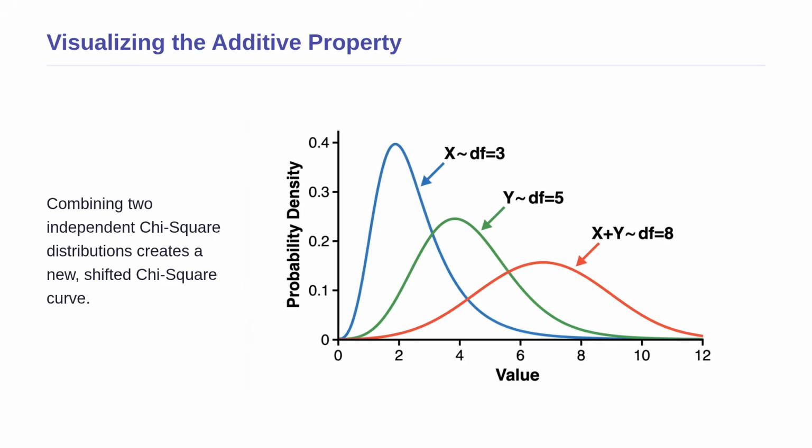This brings us to a visual representation of what we just derived. Here we see three probability density curves. The blue curve represents our first independent source of error, x, with 3 degrees of freedom. The green curve represents the second source, y, with 5 degrees of freedom. When these two independent sources are combined, the resulting red curve is still a perfect chi-square distribution. Notice how the peak of the red curve shifts to the right, reflecting the sum of the degrees of freedom, which is 8. The shape remains consistent, just stretched further along the axis.